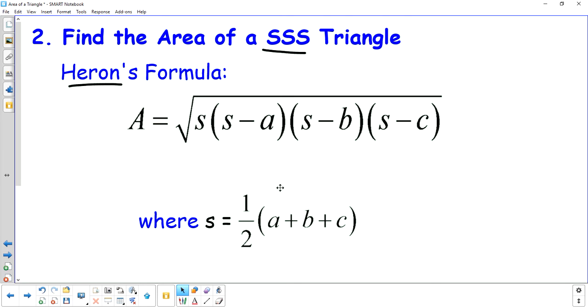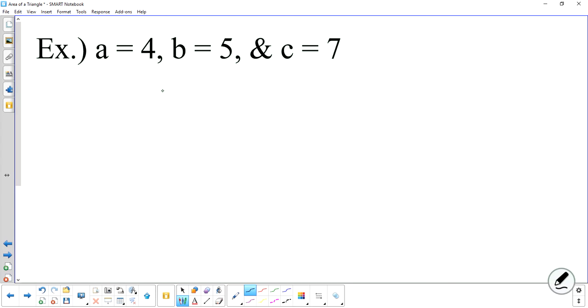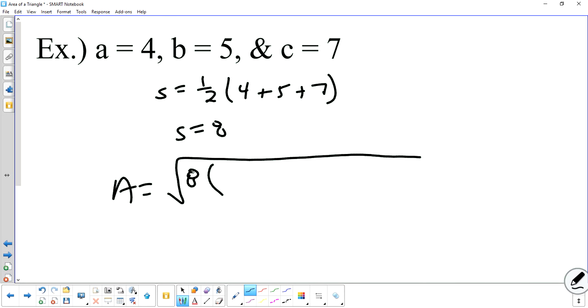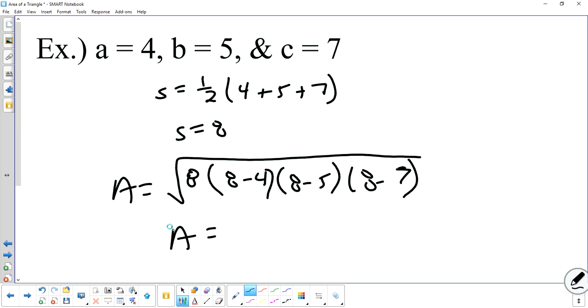So you're just going to take all three sides, add them up, divide by 2, and then plug them into the formula. So our example here, we need to say 1/2 times 4 plus 5 plus 7, and if we plug that in, our S value is going to be 8. So our area formula we can plug in under our big square root. We're going to have 8 times 8 minus 4 times 8 minus 5 times 8 minus 7. And if you plug that into your formula, you would get 9.79 or 9.8 units squared.